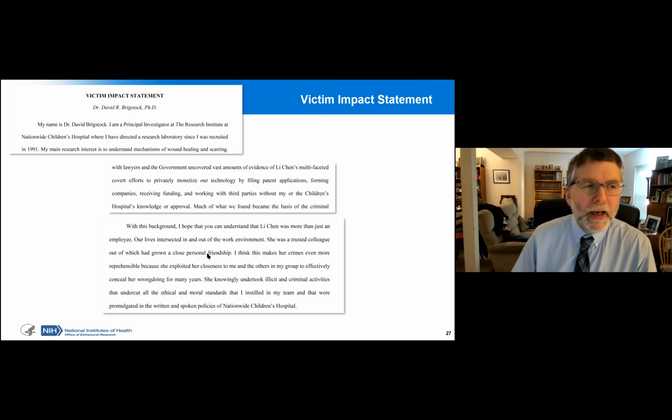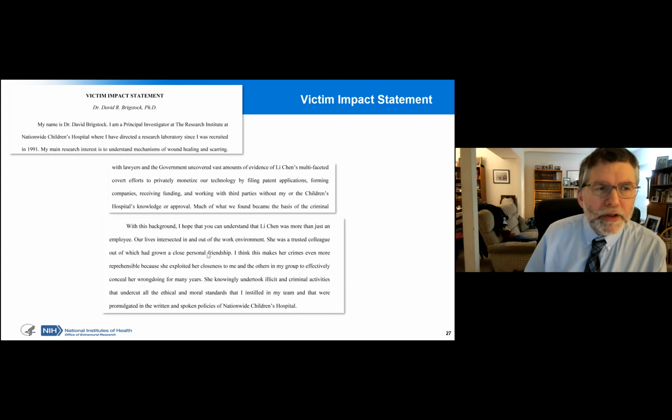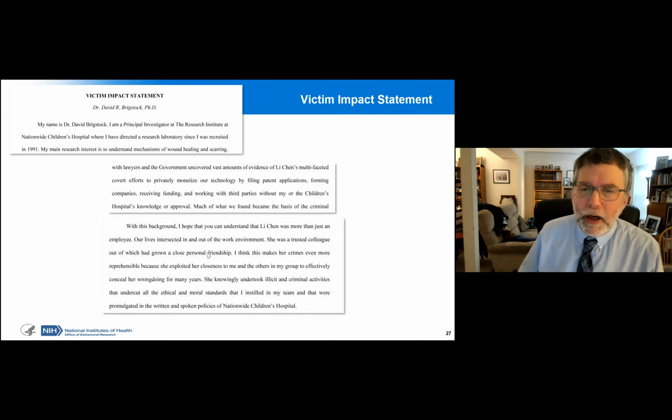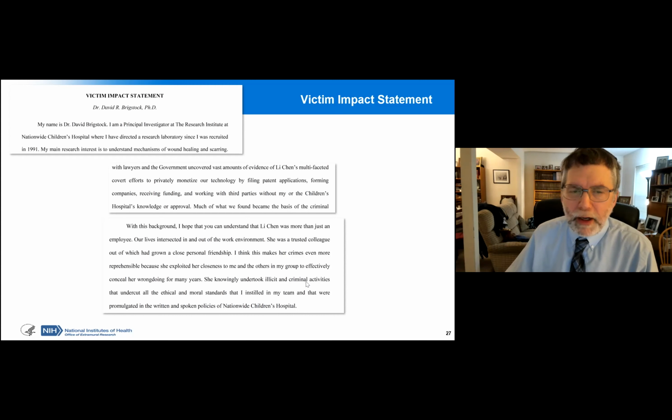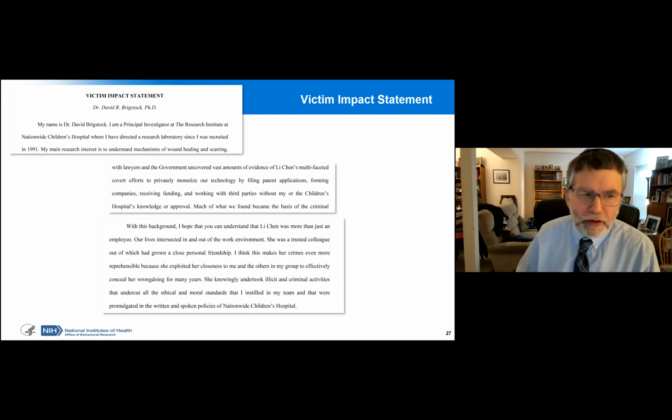But then he goes on and says that part of the reason why this was so devastating is that, in his view, Li Chen was more than just an employee. Our lives intersected in and out of the work environment. She was a trusted colleague, out of which had grown a close personal friendship. I think this makes her crimes even more reprehensible because she exploited her closeness to me and others in my group to effectively conceal her wrongdoing for many years. Okay, next slide.